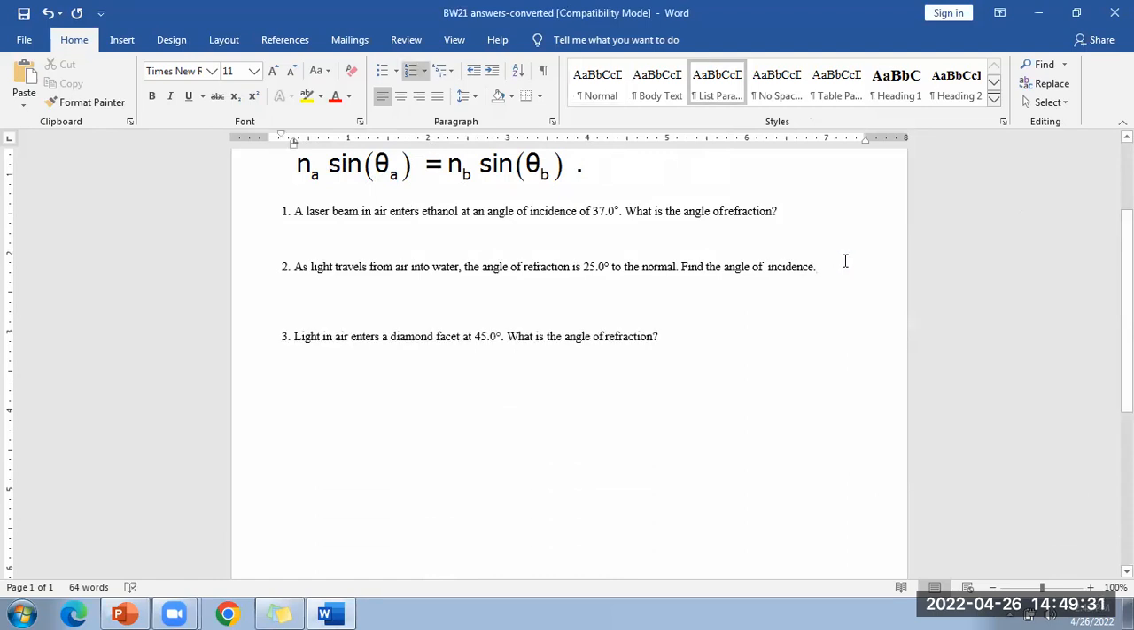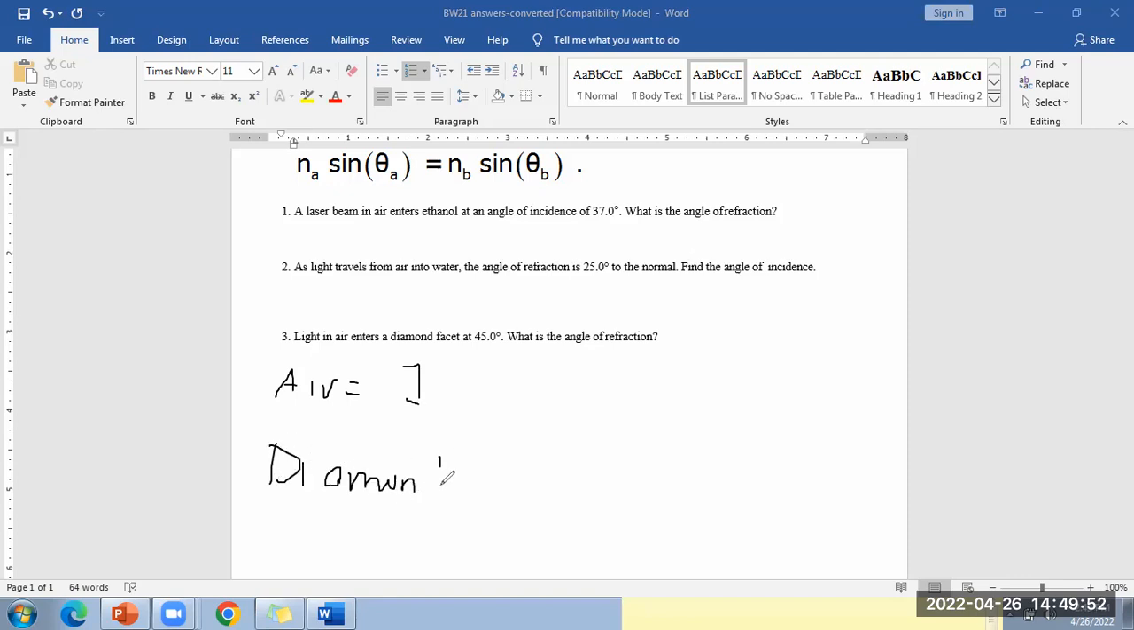Light in air enters a diamond at an angle of incidence of 45 degrees. What is the angle of refraction? Ang air naman ngayon, sabihin natin air is 1. Then diamond, sabi doon sa handout, diamond natin ay 2.42. Then angle natin ay 45 degree. Sige, paki-solve kung ano yung final answer.